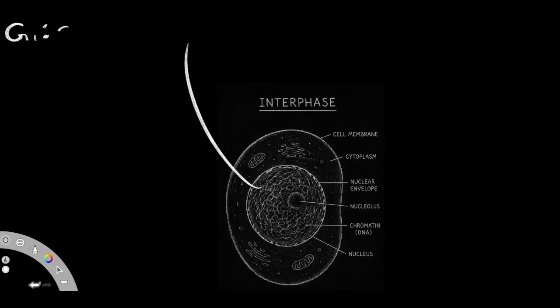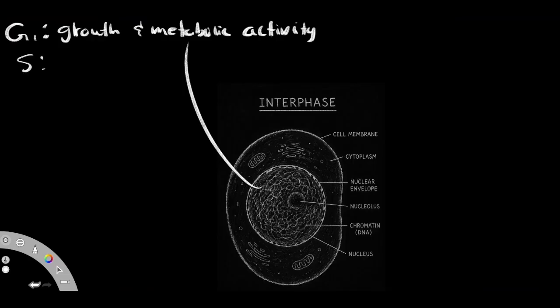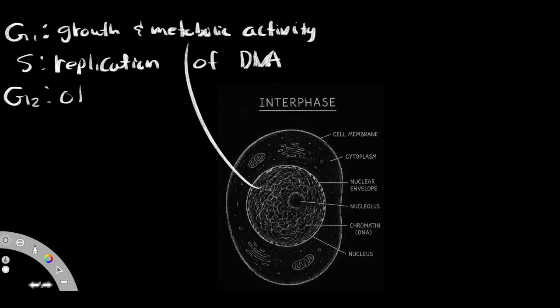First phase was G1. This is just rapid growth and metabolic activity. This S phase is now that replication phase of that DNA. And then the last phase of that interphase is when the organelles start replicating, like the centrioles, the mitochondria, etc. So the cell prepares for division.